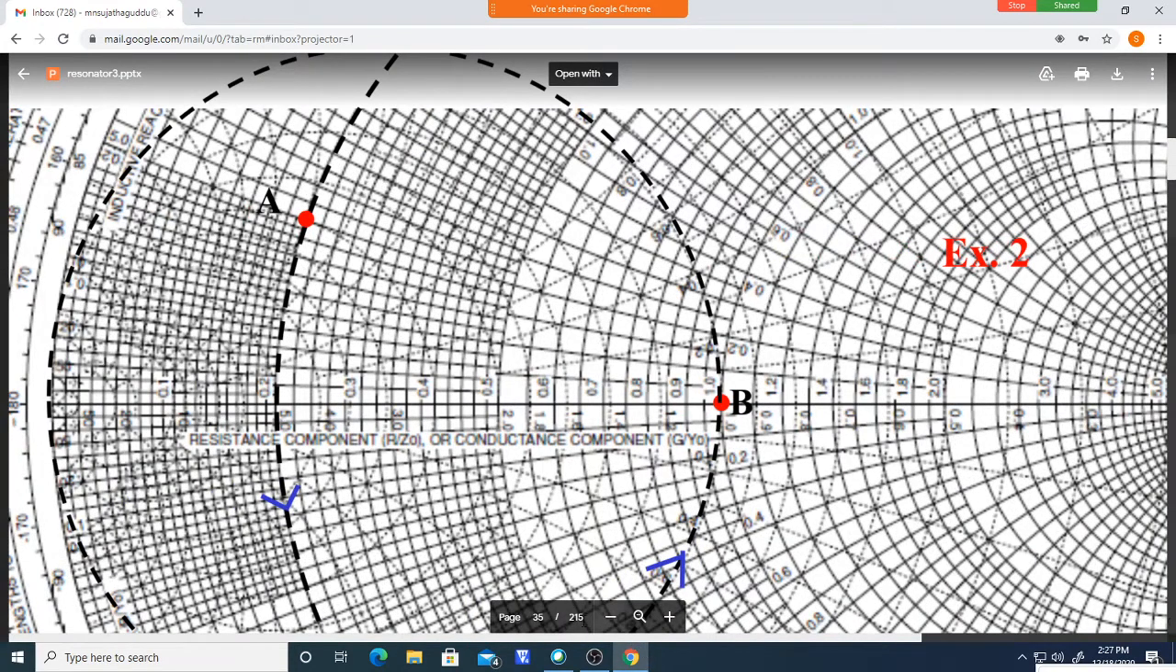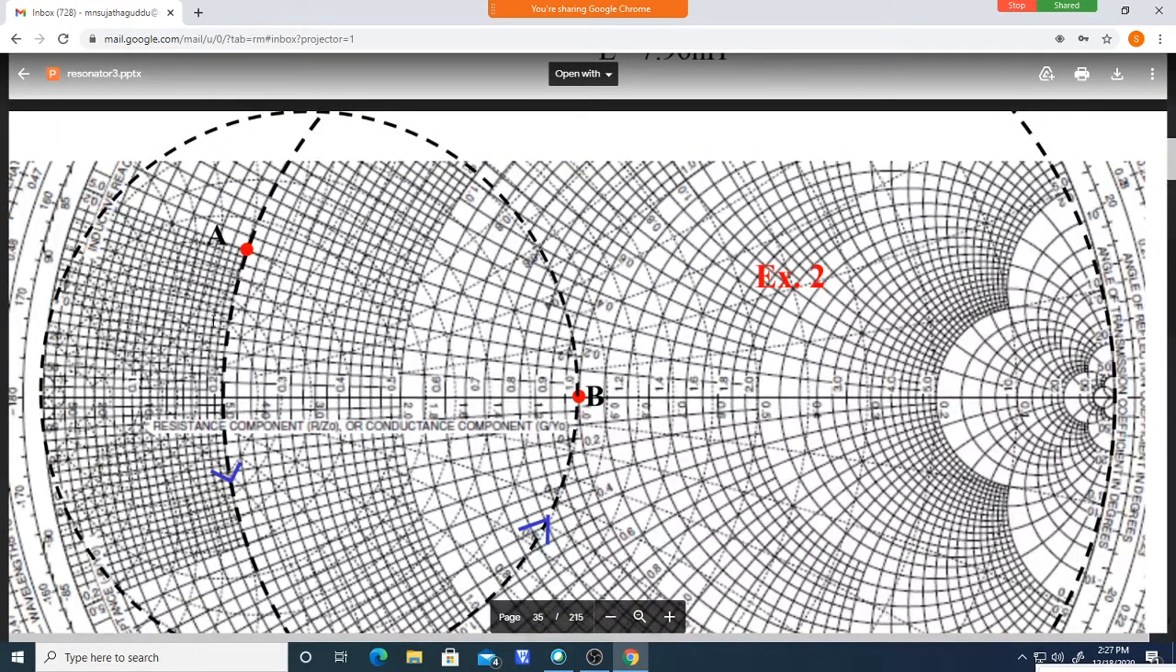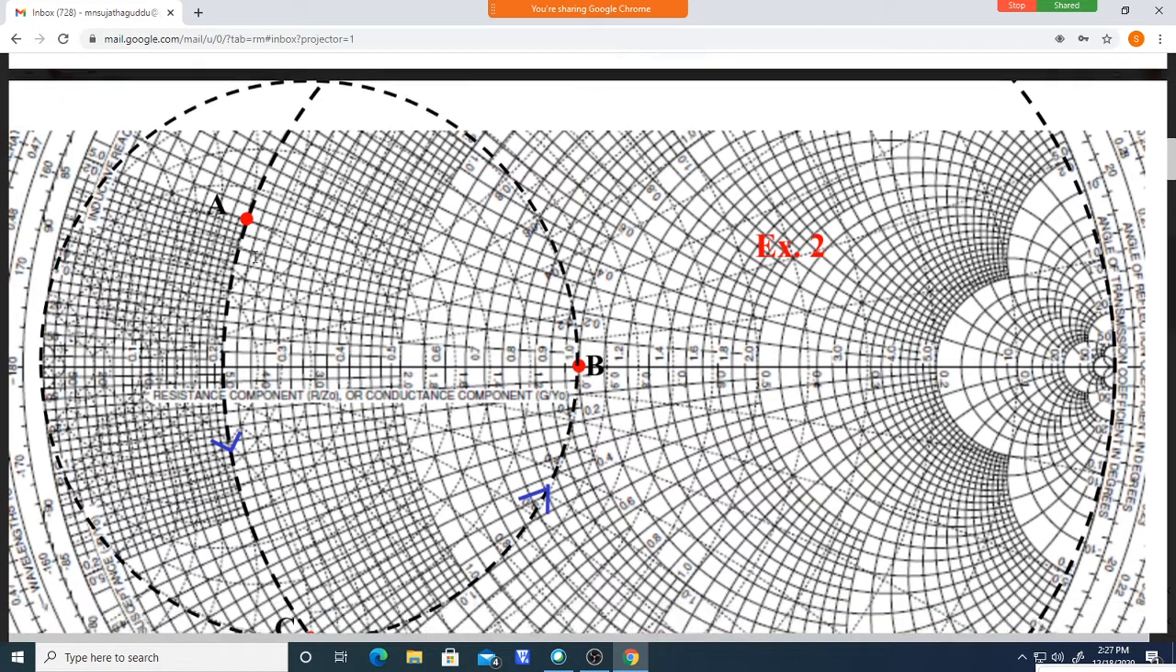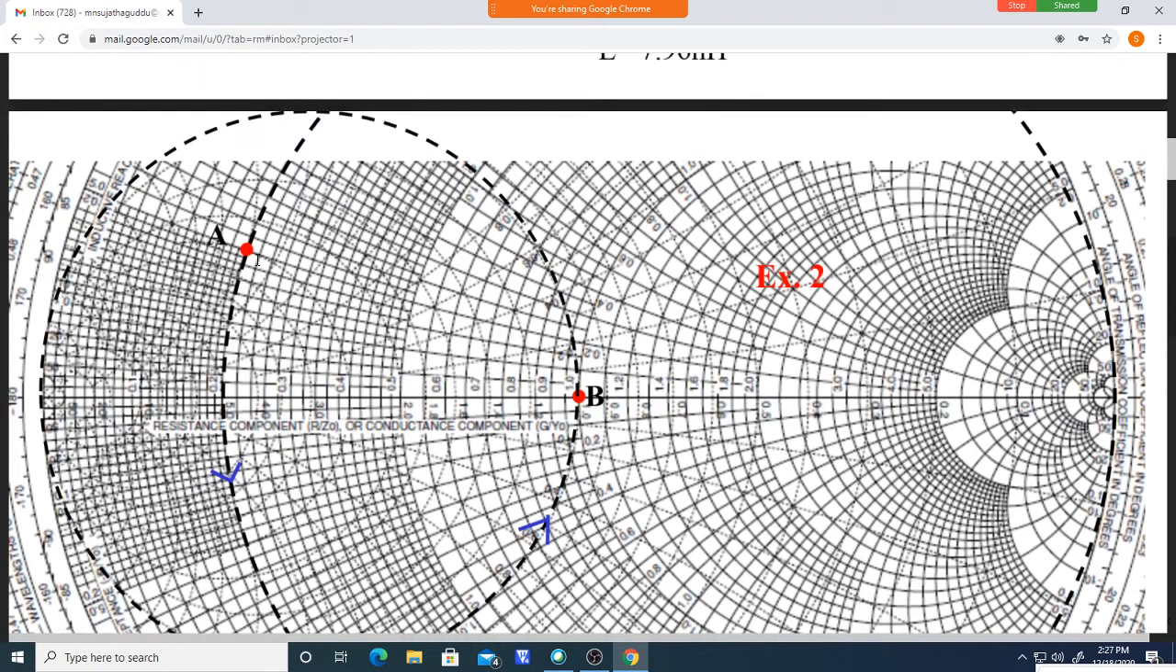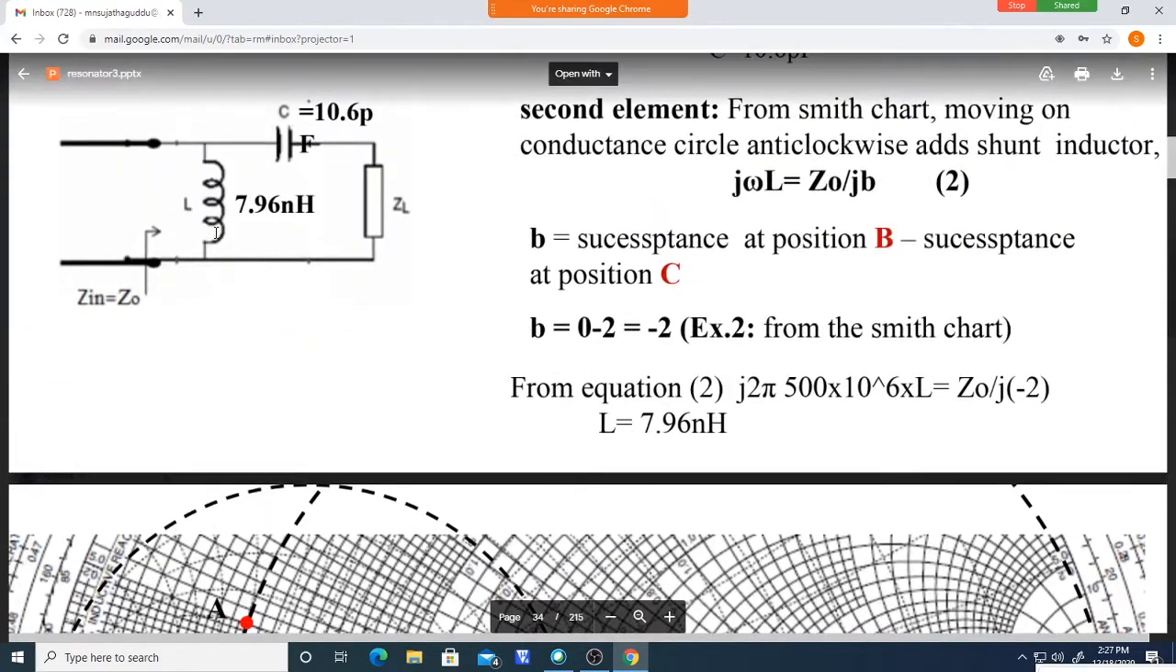0.2 means the resistance value is 0.2. So take the resistance circle and the reactance circle of 0.2. The intersection of those two is this point. The intersection of the 0.2 resistance circle and the 0.2 reactance circle is the impedance. This is the load now. So the load point ZL is marked on the Smith chart.